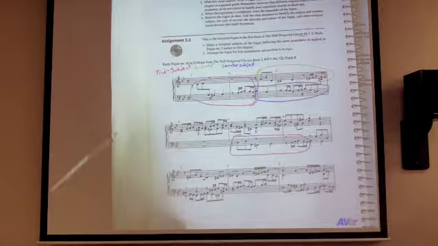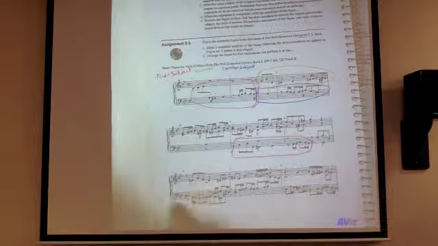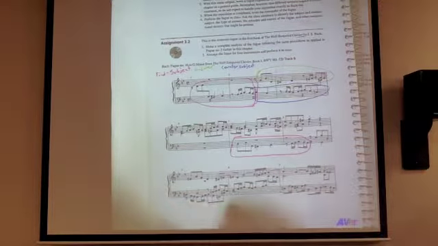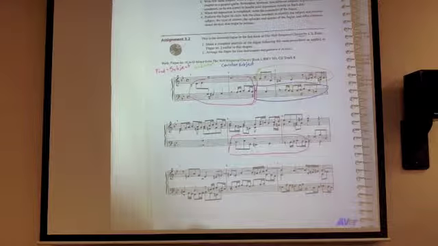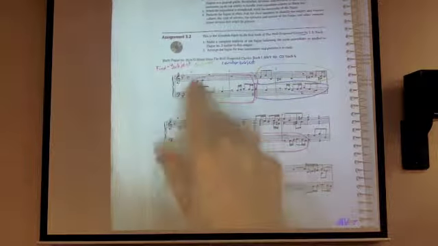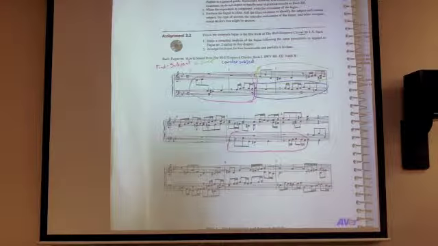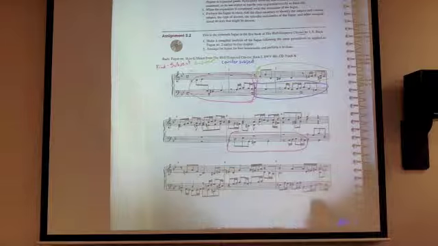Just like that. All right, so I just want you guys to go through and find all of the places where the subject, answer, and counter subject are. You don't have to do any analysis beyond just figuring out whether it's the fifth or not. And I'm just going to have you go up until we hit the exposition.